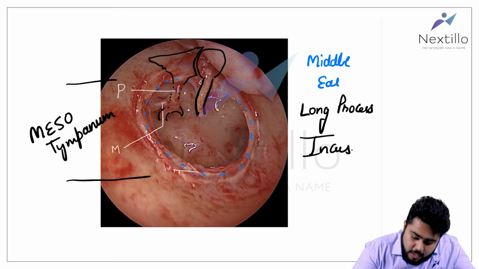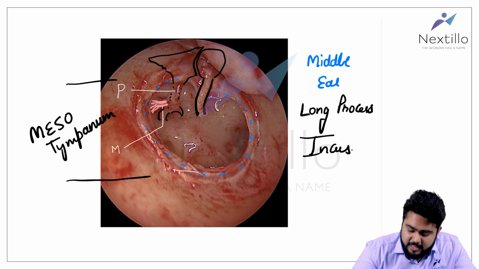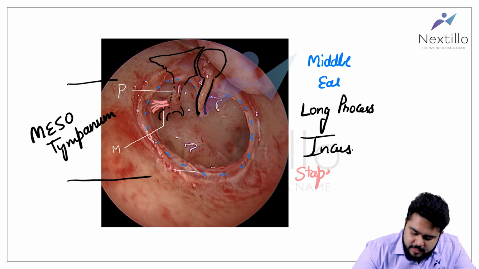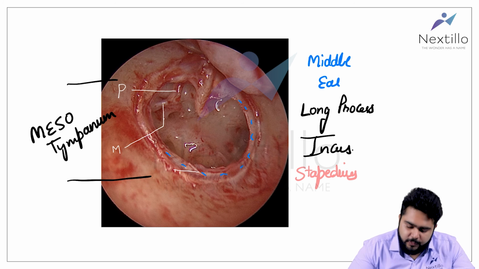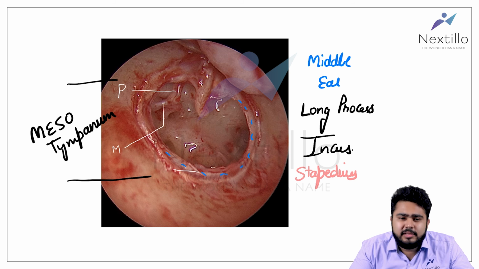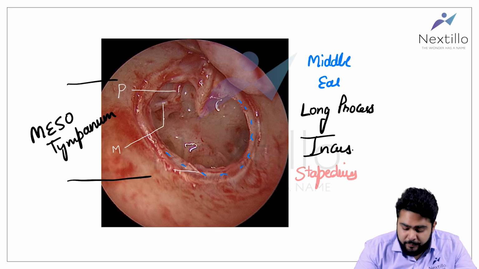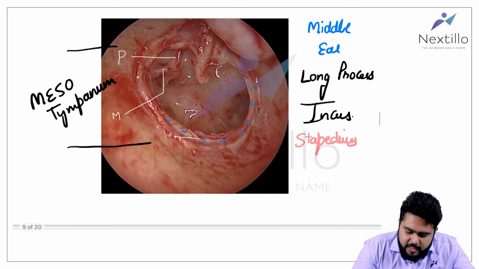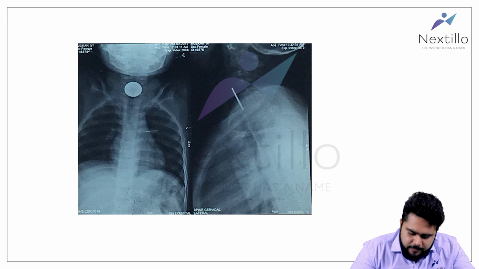You can see. Now the structure which I have marked as M, you see this is pyramid, and this white structure from pyramid to the stapes is what? Tendon of the stapedius muscle. Okay, now I'll just erase it so that you can see it again and you'll realize what I'm talking about. P is long process of the incus and M is the tendon of stapedius muscle. So this question can be given as a clinical picture, right? Okay, let's move ahead and come to some radiographs.